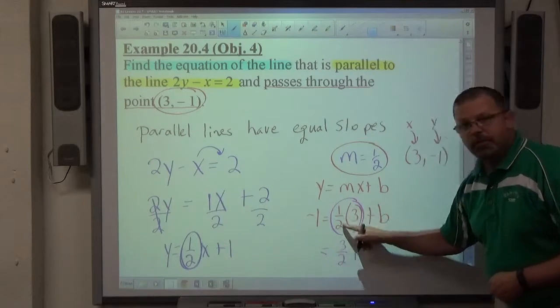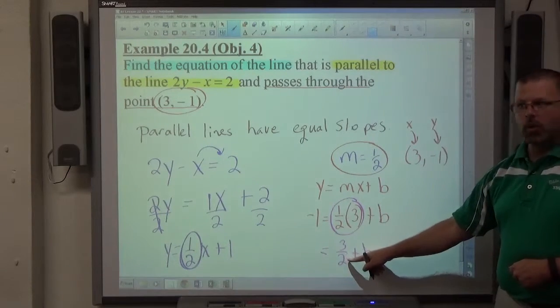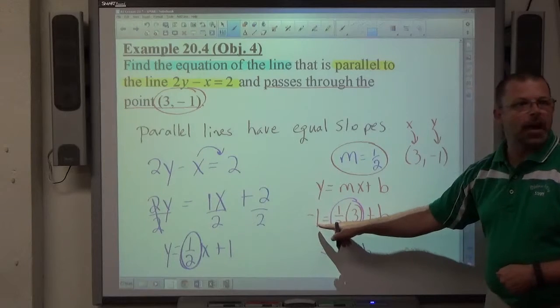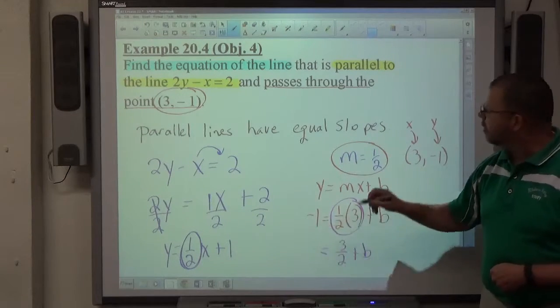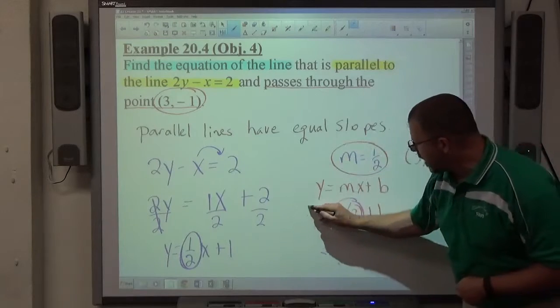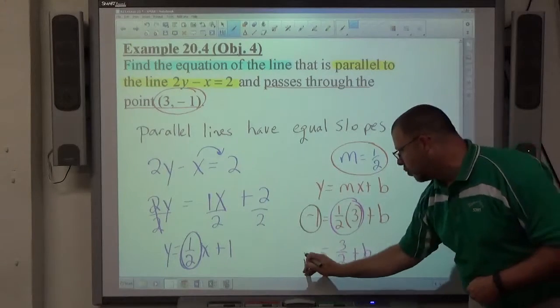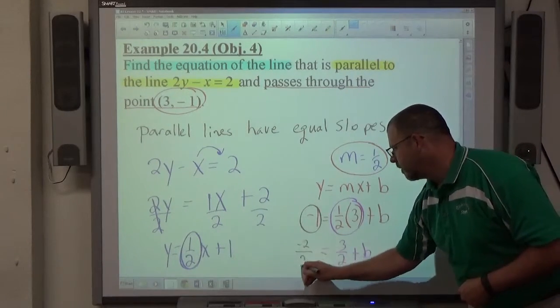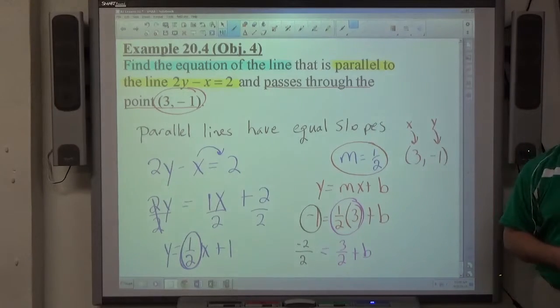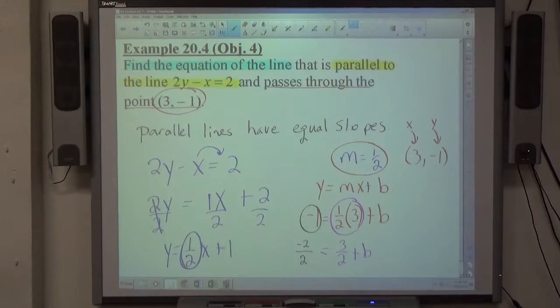If it happens to become a fraction and you can't reduce it down to a whole number, then you want to make this a common denominator fraction that's equal to this number. So if I look at this number here, -1, and I want it to be over 2, -2 over 2 is equivalent to -1. So I just create a common denominator fraction.